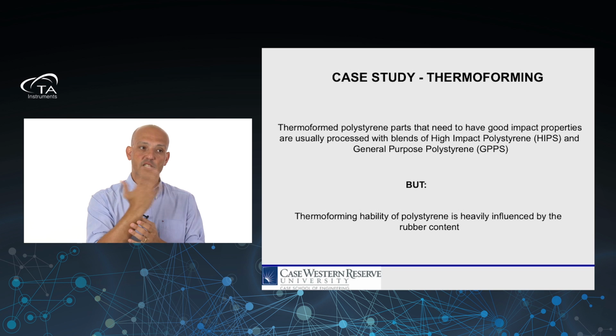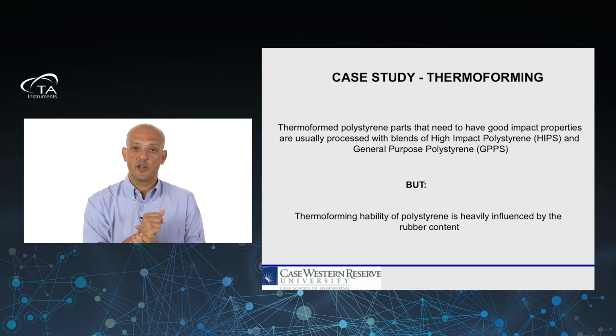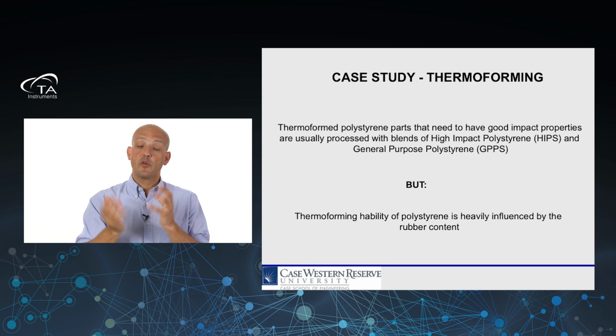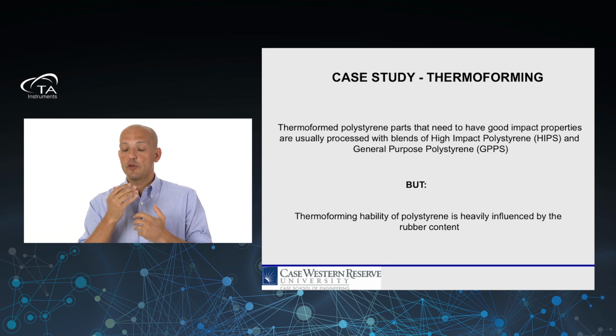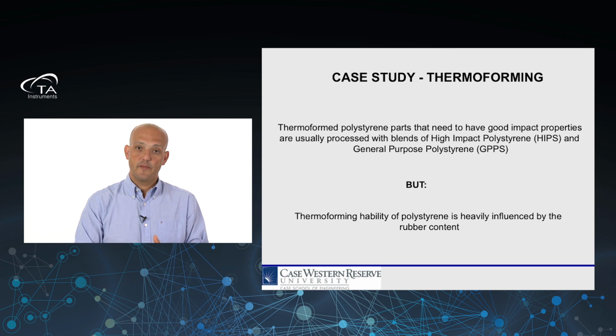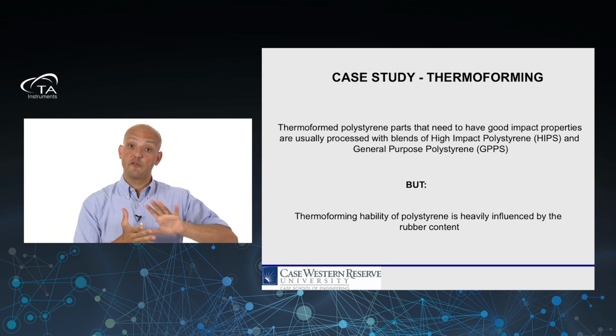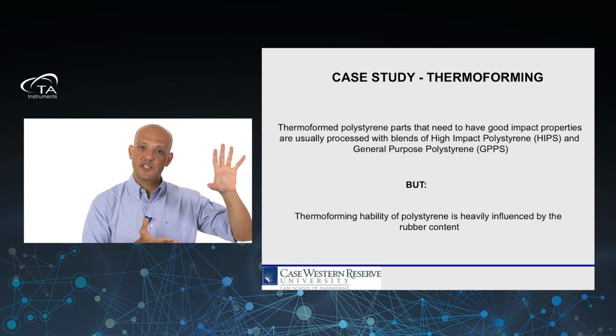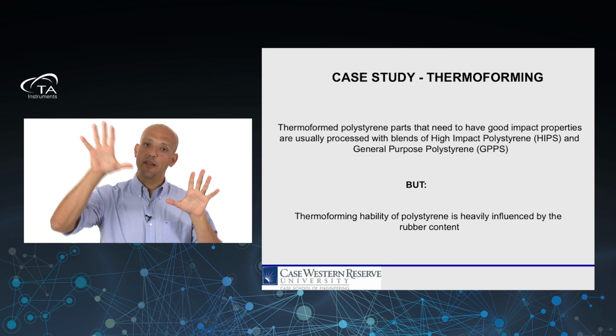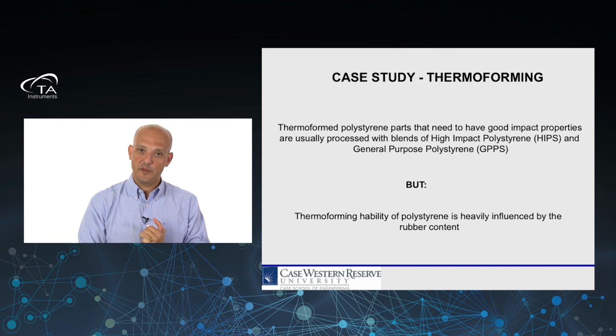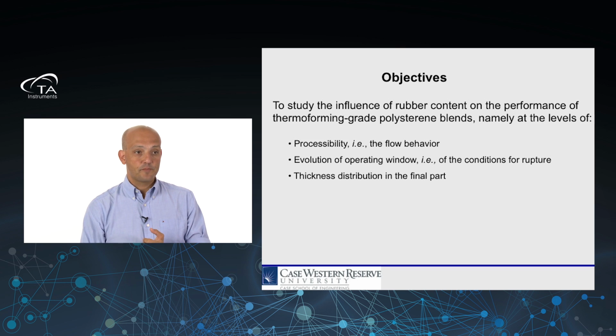If it's transparent, it's what we call general purpose or crystal polystyrene. But normally what we do is we actually process blends of the two materials, because we're trying to get the superior deformation and flowability characteristics of the polystyrene, but also the mechanical properties of the high impact material.